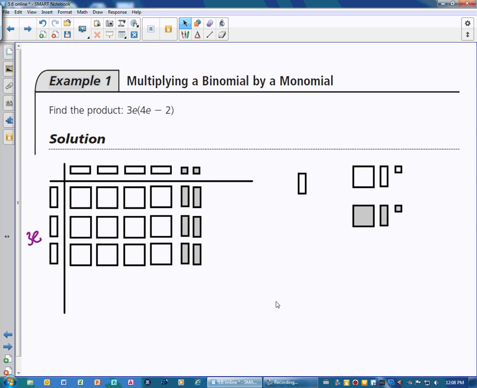And there, I filled out my multiplication table. So notice, everything shows being multiplied. Okay, so my final answer, all I have to do is count my tiles. So I have 1, 2, 3, 4, 5, 6, 7, 8, 9, 10, 11, 12 squares. And I have 6 negative rectangles. So my answer is 12e squared minus 6e.